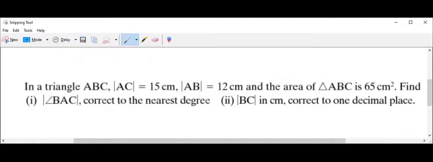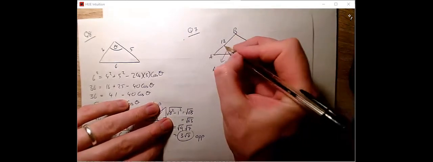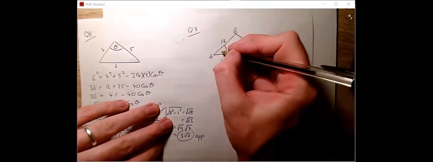And finally, question 7 there says, in a triangle ABC, AC is 15, AB is 12, and the area of the triangle ABC is 65 centimeters squared. So the first thing you do here is go and draw yourself a diagram. So here's our triangle, ABC. We've been told that AC is 15, AB is 12, and that the area is 65 centimeters squared. Find the angle BAC. This is what they're asking for, this angle here. Okay, and I'm actually just going to call it capital A, just to simplify it.